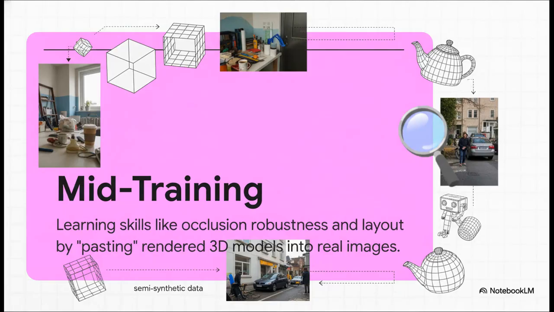Then comes mid-training. This is where the model kind of graduates and starts to see how messy the real world is. The researchers did something really clever. They took all those clean 3D models and digitally pasted them into real photos. This forces the model to learn really important skills, like figuring out the shape of an object when something else is in front of it, and understanding where things should plausibly go in a room.